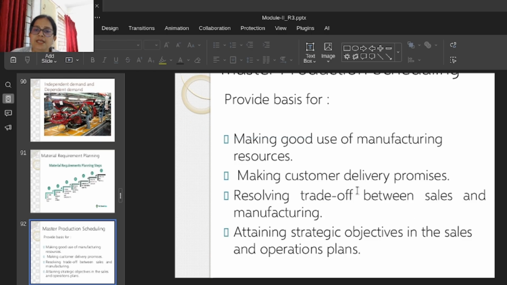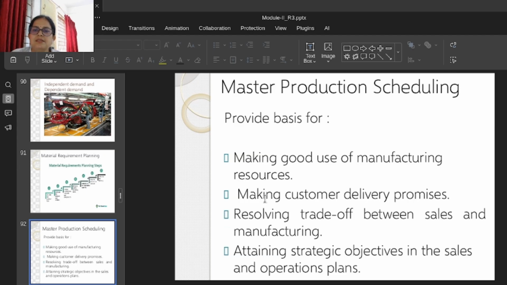Then the second input to MRP is our master production schedule. Master production schedule, MPS, is nothing but a timetable that will tell us when we need to order and how much we need to order, when we need to produce and how much we need to produce.